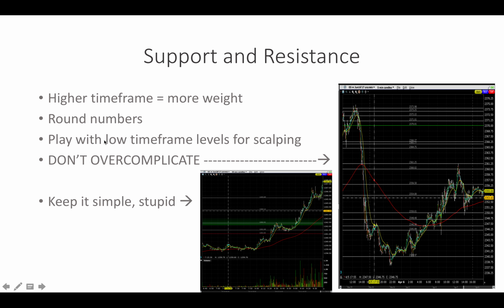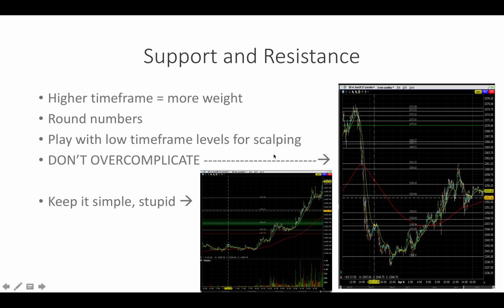You can play with low time frame levels for scalping. So if you plot support and resistance on a low time frame, you can play with those, scalp around those levels. So if it's mid levels, so if it's between one price level and another price level, you can probably scalp that depending on the direction of the trend before it actually hits that level. So go ahead, and that's a viable trading strategy. We'll talk about that.